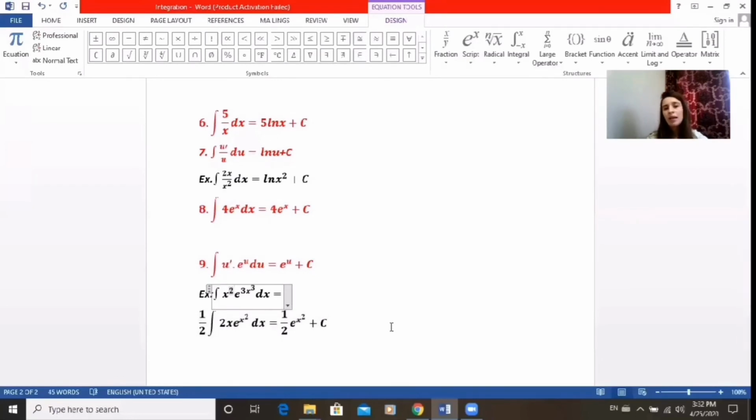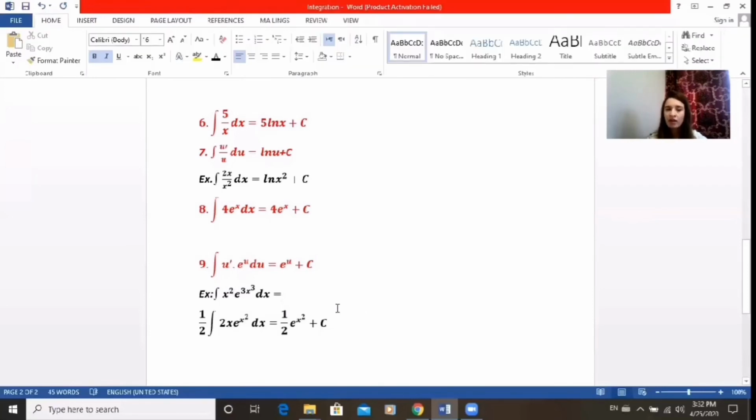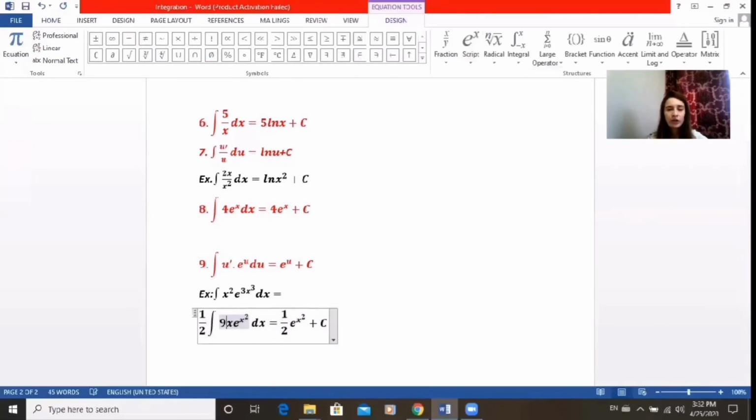As I told you before, if you have something multiplied by e to the power something, directly think of u prime dot e to the power u. So let's take u as 3x cubed. What is the derivative of this one? It's going to be 9x squared. I have here only x squared. I don't have 9. So it's easy. Directly, you will add 9 here and multiply outside by 1 over 9. Don't forget to do this.